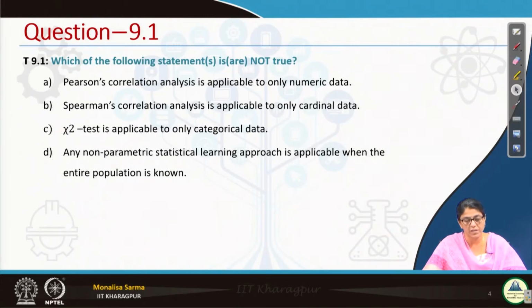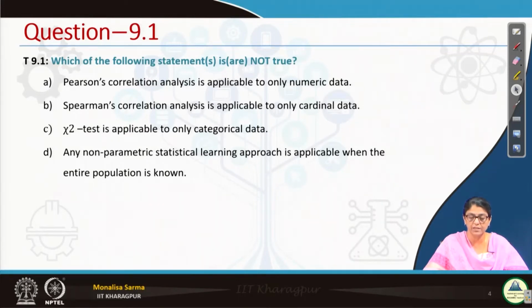Then chi-square test is applicable to categorical data. Yeah, of course, chi-square test is used for nominal data, that is categorical data. Then any non-parametric statistical learning approach is applicable when the entire population is known. Very true. When the entire population is known, or we have a very big sample size, unlike the parametric case. So here only one statement is wrong, that is B.